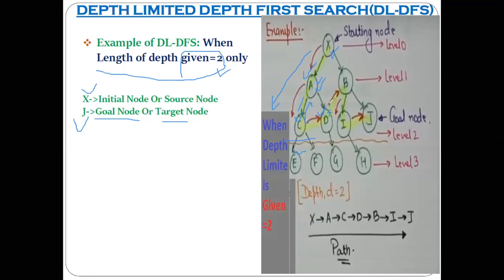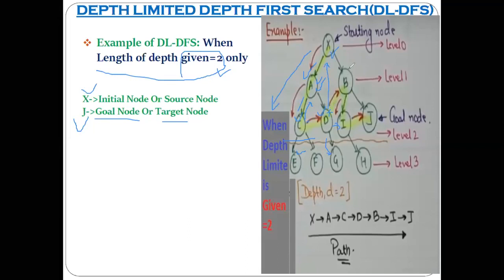Yes, sir. So now, can you go below the D also? No, sir, because the limit is not allowing you to go. Can you go in this direction? No, because it is DFS, not BFS. The only option you have is to backtrack.